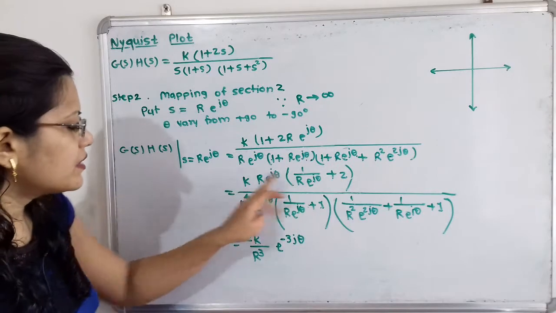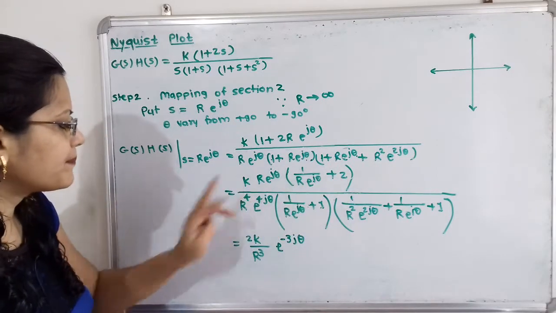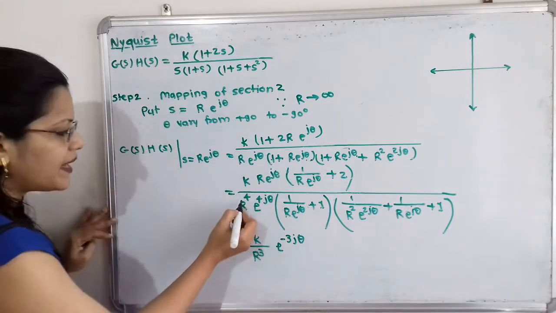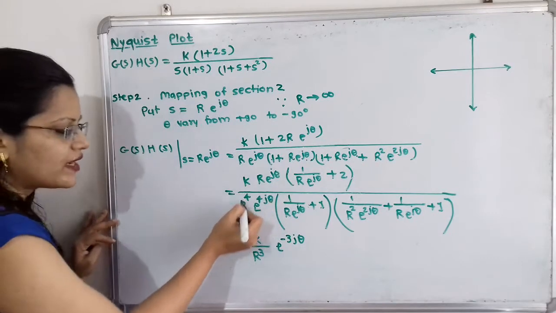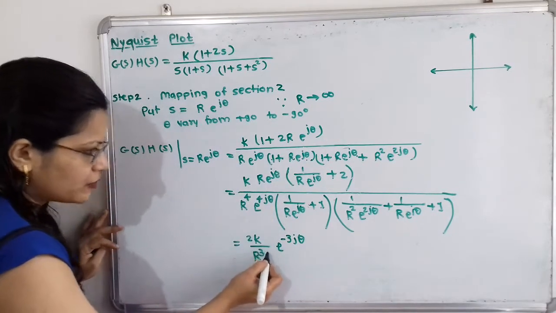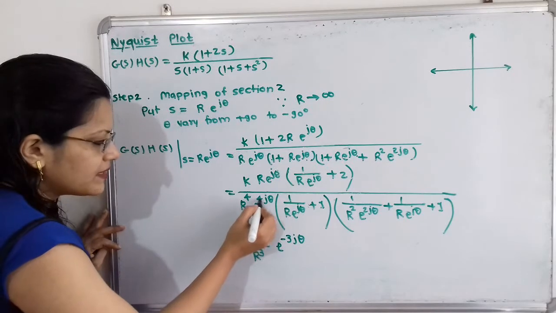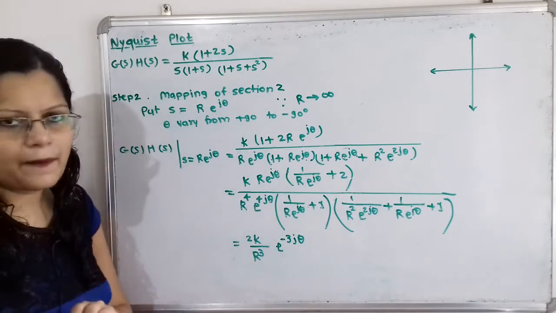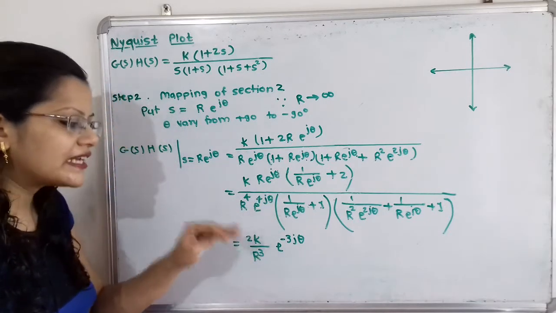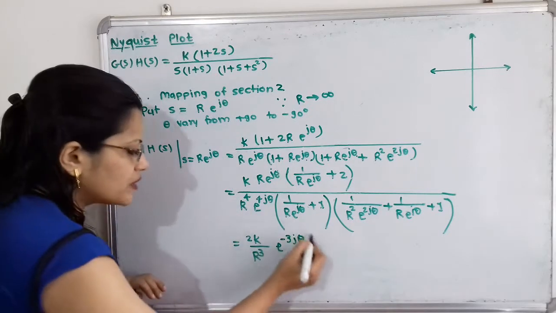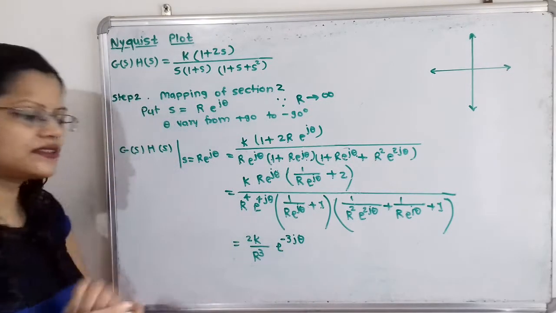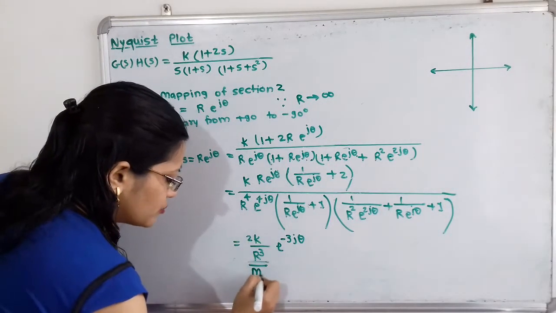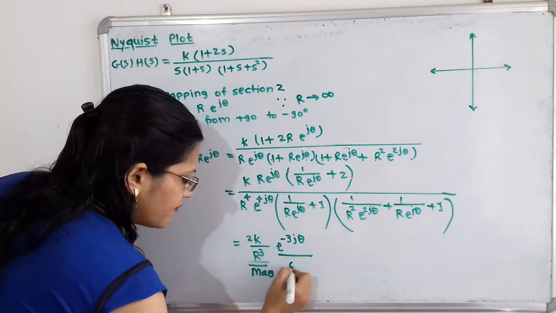So here we will take 2k, and here r into e raised to jθ divided by r raised to 4 e raised to 4jθ. So one r is getting cancelled, so divided by r cube, and e raised to jθ divided by e raised to 4jθ, that means 1 divided by e raised to 3jθ. So for this e raised to 3jθ from the denominator, if I move it to the numerator, then it will become e raised to minus 3jθ. So here this indicates magnitude, and this indicates phase angle phi.